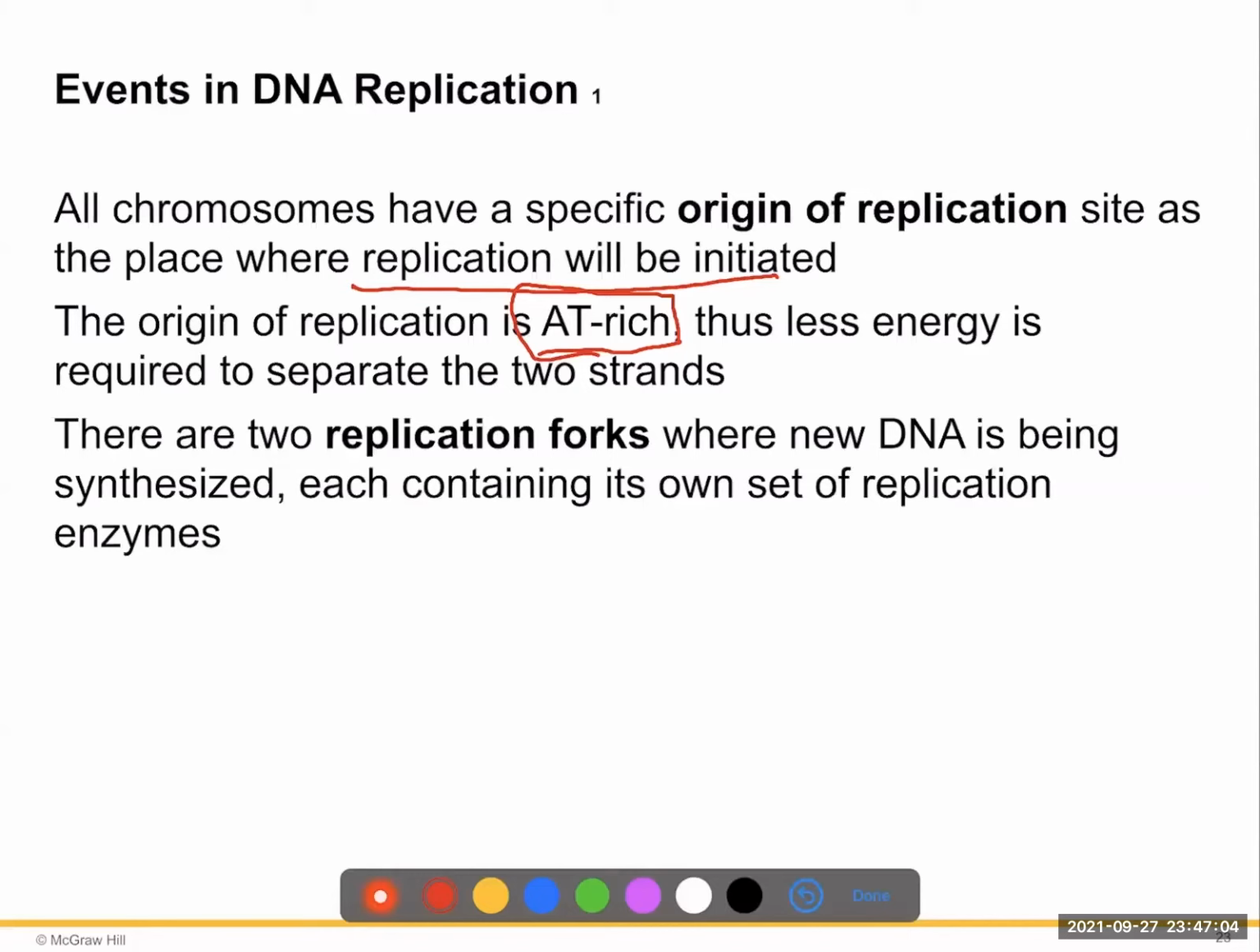So there's 2 replication forks where new DNA is being synthesized. Each contains its own set of replication enzymes. So you have enzymes that bond to the DNA that allow it to replicate, and both sides are being replicated simultaneously.